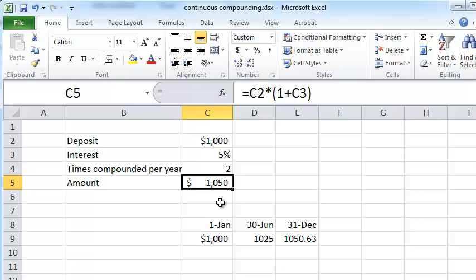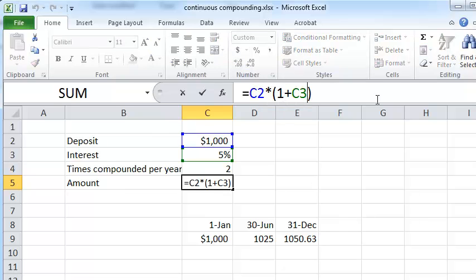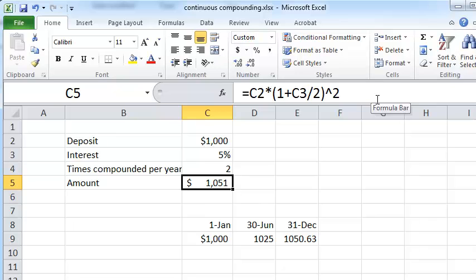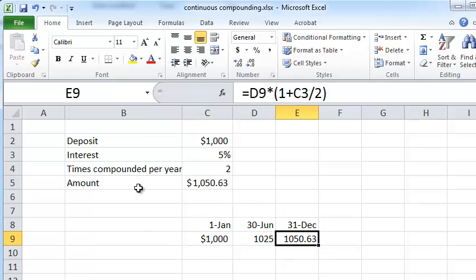Okay, now another way to look at this formula is to say that instead of C2 times 1 plus C3, you say C2 times 1 plus C3 by 2 raised to the power 2. And if I make two decimal places show up, then it will be the same as this. Okay, now what if the times compounded is 3?